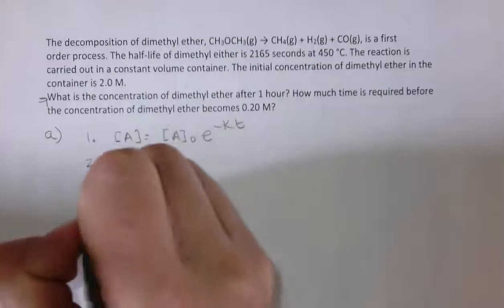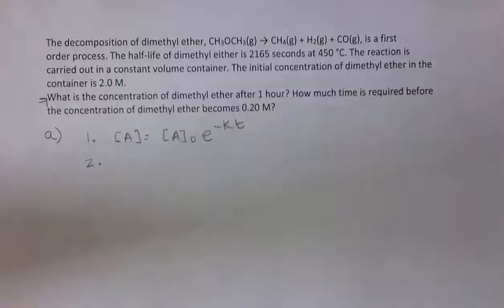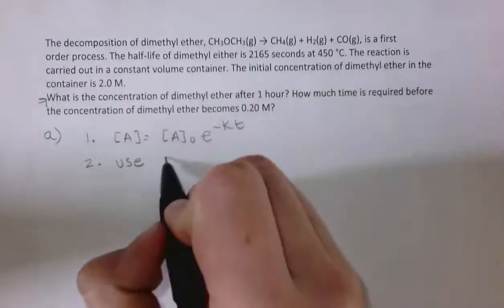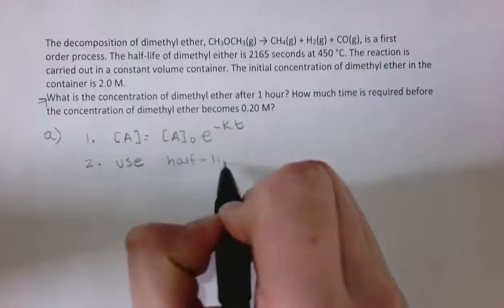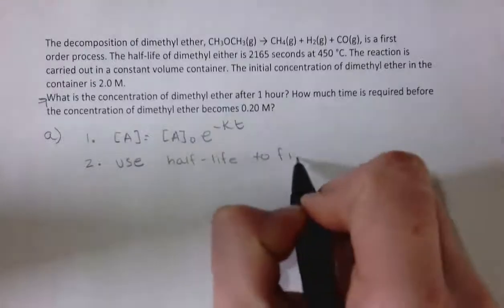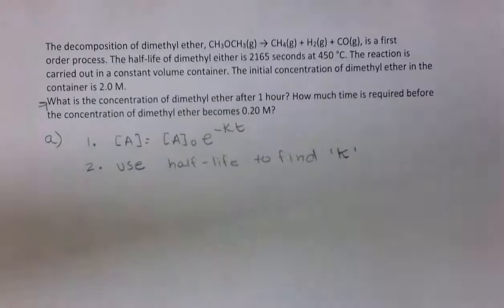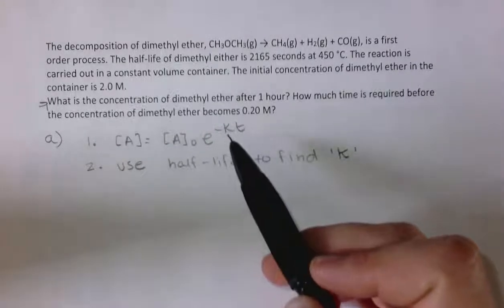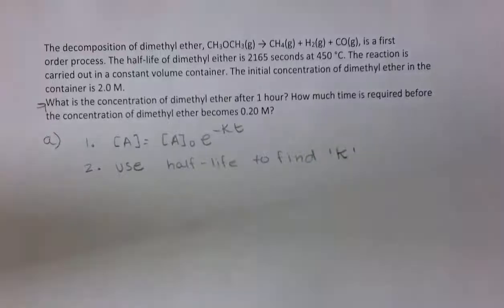So now that we have our governing equation to solve these types of problems, we're going to use the information given, which is the half-life, to find our value of K. And what you'll see in a lot of problems, especially about kinetics, is that we're just trying to find this K value. So that's really important to do, and most of the time you're going to end up first solving for the K value before you can answer the question.